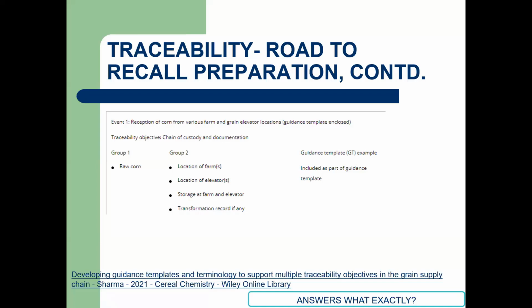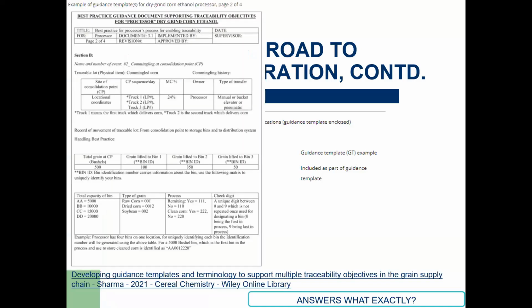By transformation, we mean raw corn from different farms being commingled. So commingled becomes first degree transformation or primary transformation, or raw corn being grinded into say 200 microns size, then that becomes a third degree kind of transformation. So there's a whole lot of examples in there, and I have attached some guidance templates.